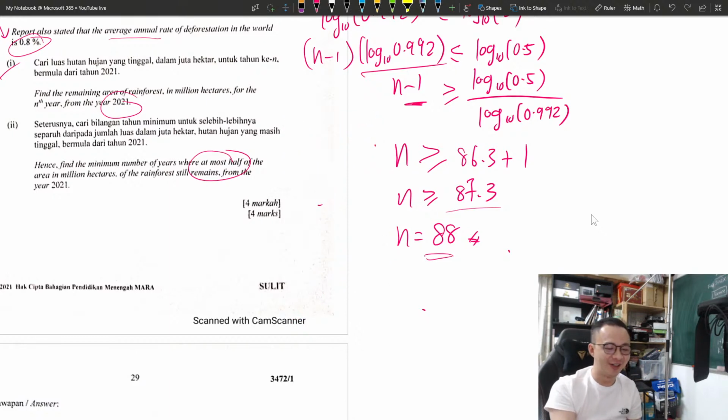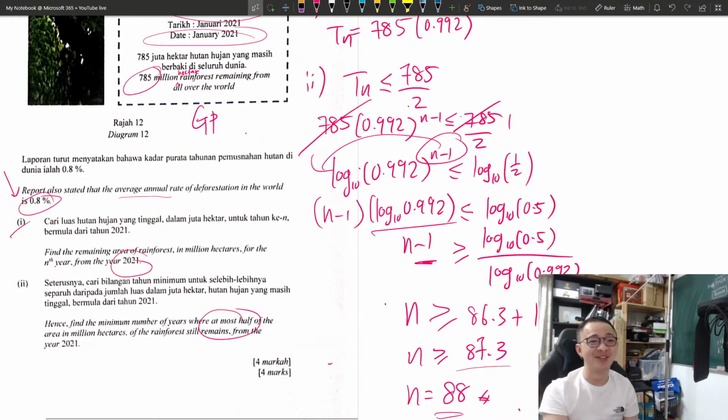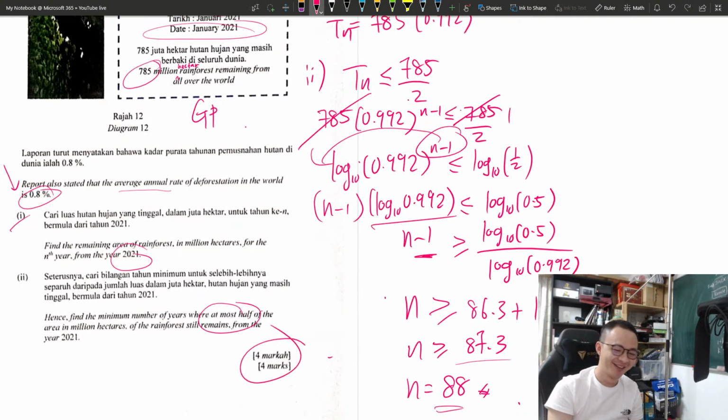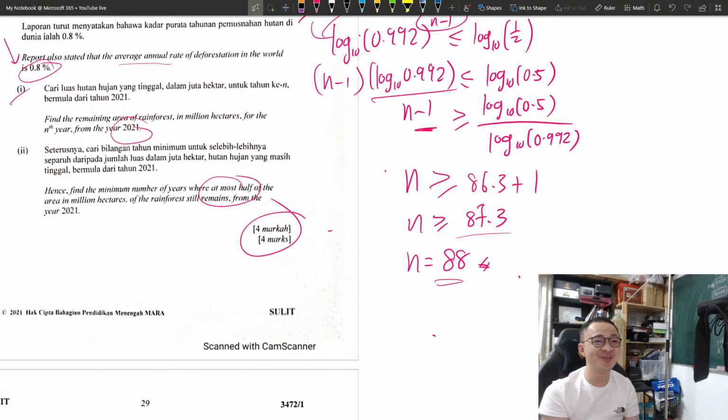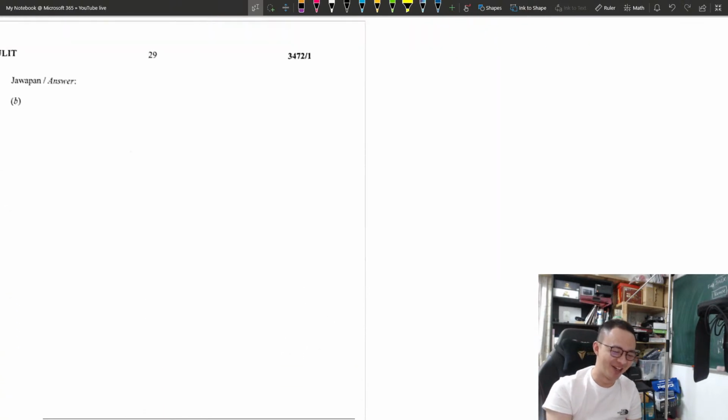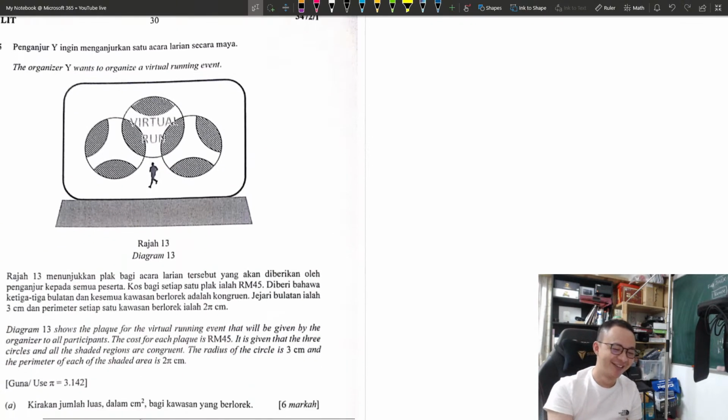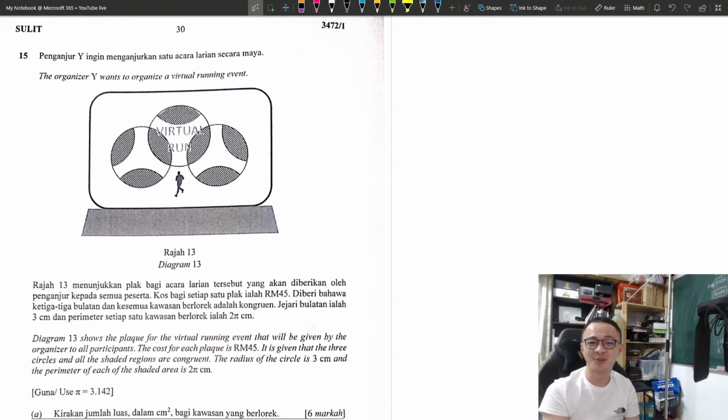Okay, wow, just a 4 mark question. You kind of need to use a lot of brain juice to get this 4 mark. Yeah, so if you are an MRSM student, I would say you are very strong. All right, last question for this paper.